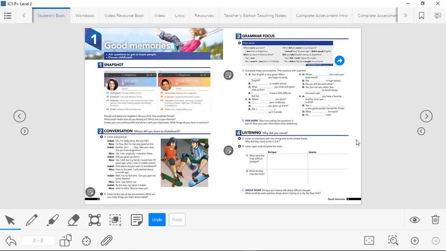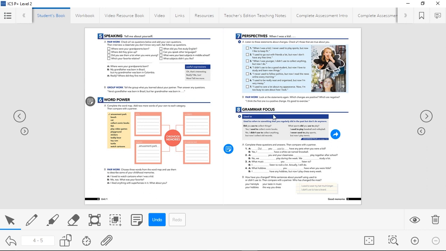Today we're gonna be continuing with the rest of Unit 1. In the previous class, we were talking about how to ask questions to get to know people, and we were using the past tense. Today, we're gonna be continuing with the rest of the unit, and in this case, we're gonna be discussing our childhoods by using the grammar used to. Something really important and really used in English. So, I hope that you get to understand this and that you feel good with it.